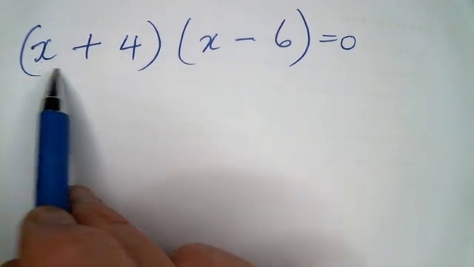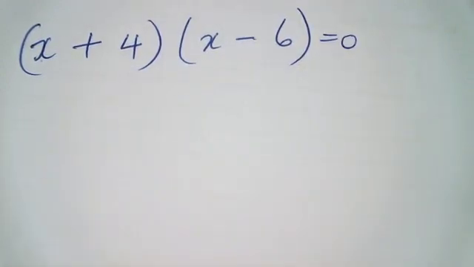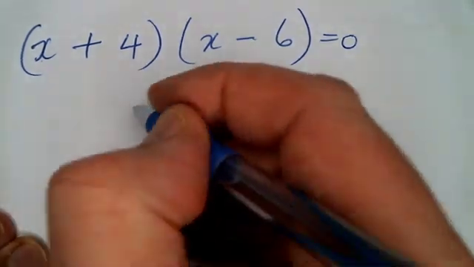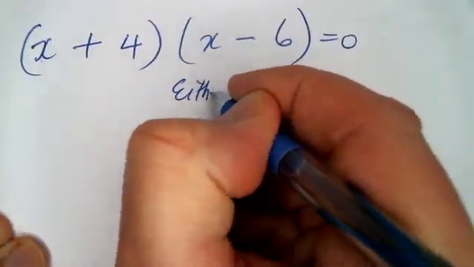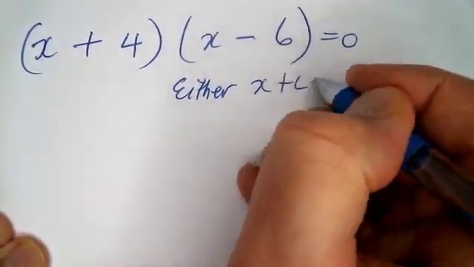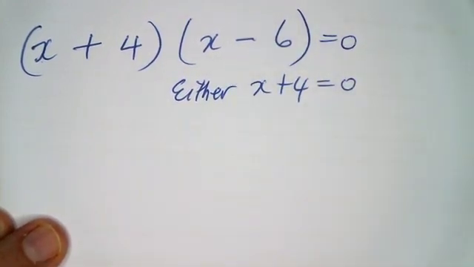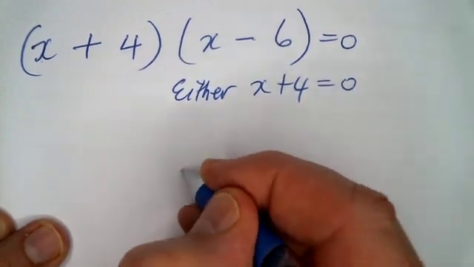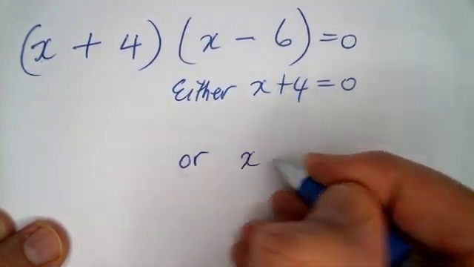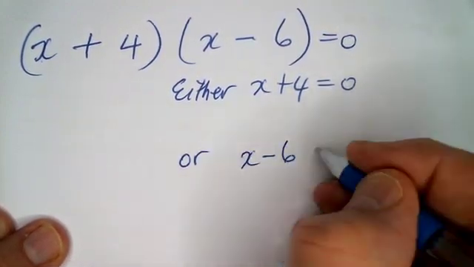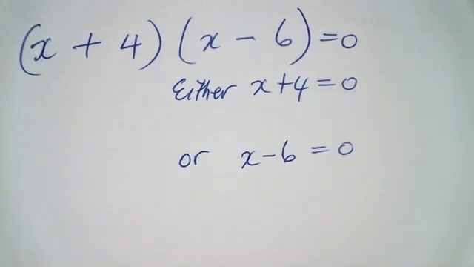So we know that either this or that must be 0 in order for the whole thing to be 0. So I can actually write that out. I could say either x plus 4, and I'm going to take them out of their brackets. I don't need the brackets because I'm treating them now individually, is 0. Or we could say x minus 6 equals 0.